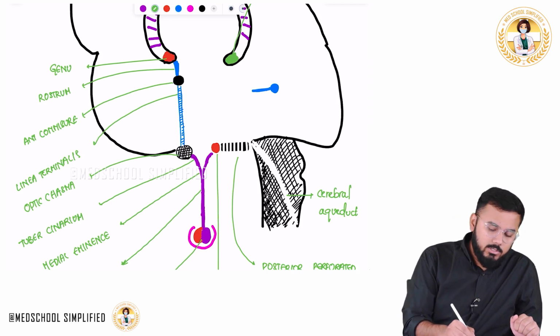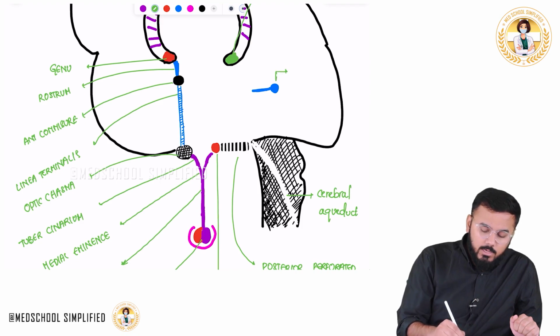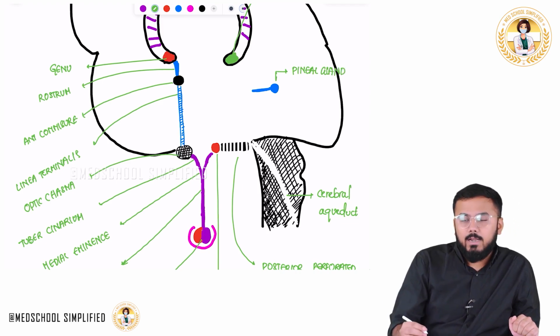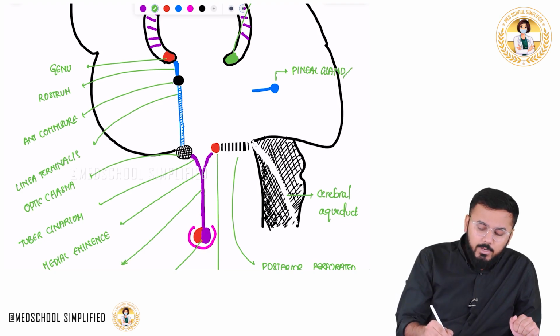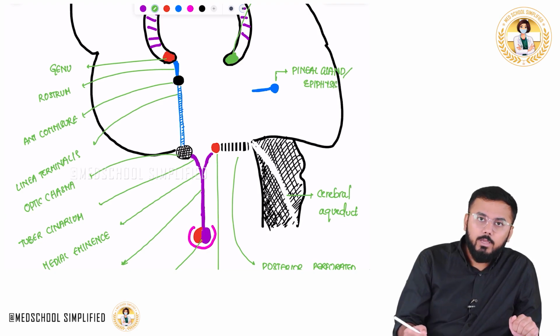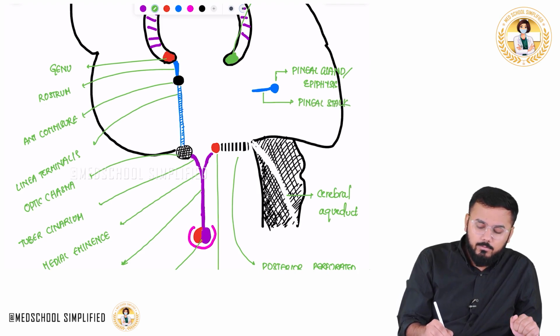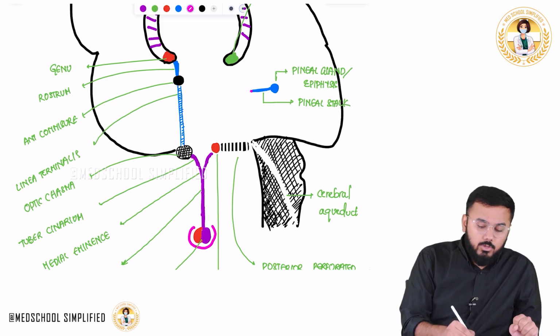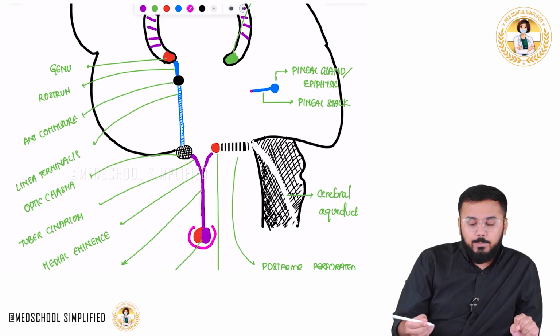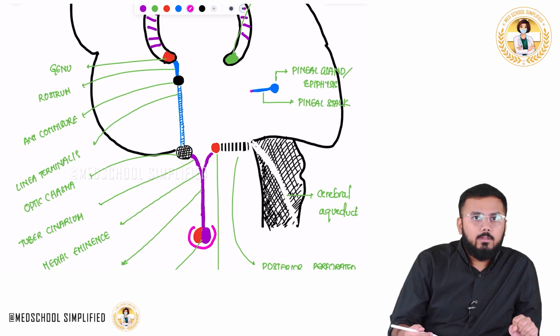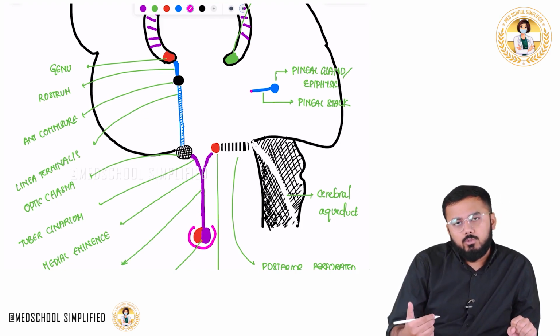Okay. So what are the structures over here? This structure over here is called your pineal gland. And what is the other name for pineal gland? Pineal gland is also called epiphysis. And this structure over here is called your pineal stalk. Okay. So if you look carefully here, this pineal stalk divides into two laminae. One is called a superior laminae, another one is called the inferior laminae.